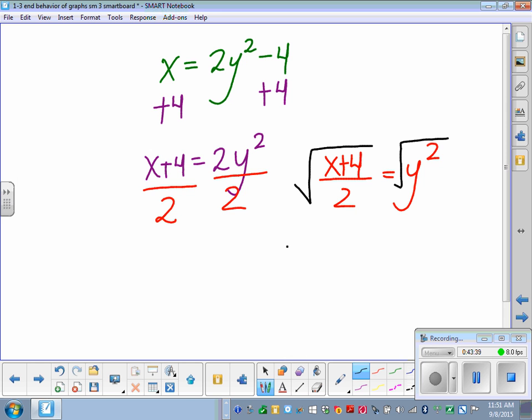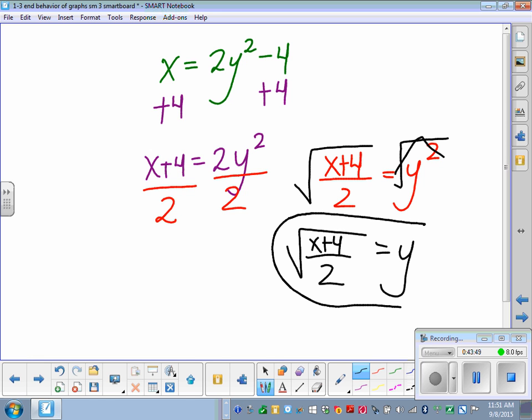So on the left, I have the square root of all that stuff, (x + 4)/2. And then on the right, our root cancels out with our power, and that leaves us with y. So now notice y is all by itself. And we've done this piece by piece. Essentially, what we've done here is we found the inverse of this function, but we'll get into inverses later on. Okay, so now y is all by itself, and we should be good with the rest of those.